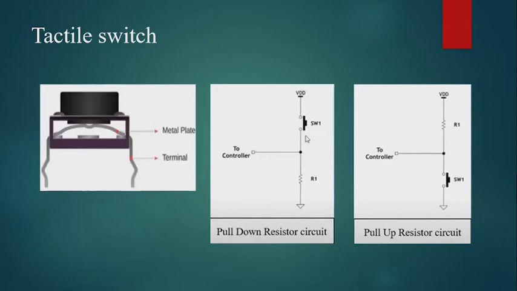The switch is open. The controller is connected to VDD, so the controller reads 1. When the switch is closed, the controller will read zero, as the switch is connected to ground.